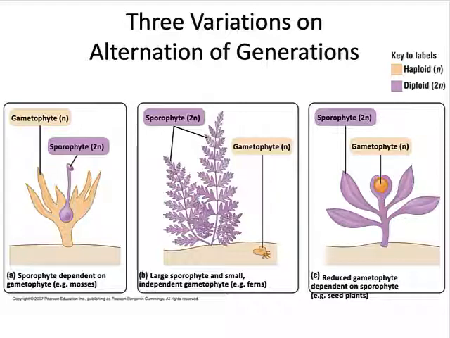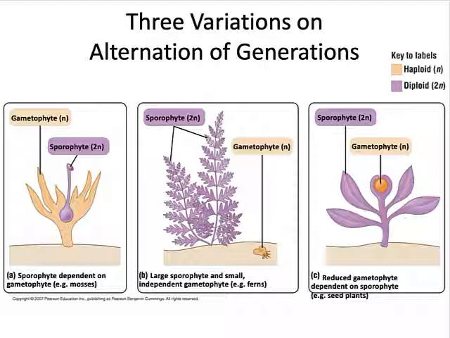Another variation on this alternation of generations is one that is seen in the seedless vascular plants. Seedless vascular plants are sporophyte dominant, and they have a gametophyte generation that's very small and independent. In fact, it's not even attached to the parent plant. We see this variation in the seedless vascular plants, including the ferns.